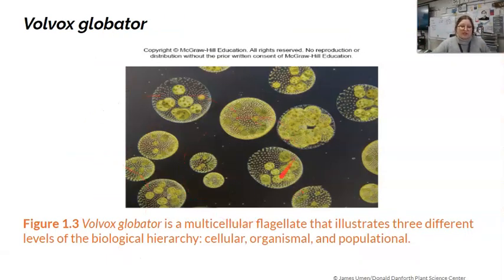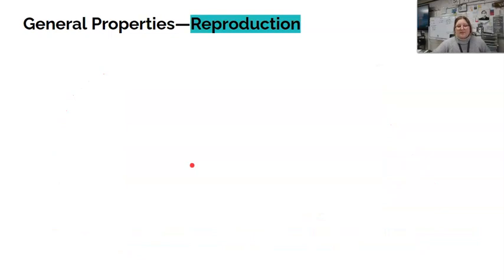So in this picture, this is Volvox globator. It's a multicellular flagellate that illustrates 3 different levels of biological hierarchy. So we can see the cells, we can see the full organism, and then we can see a population. So those are 3 levels that we see.